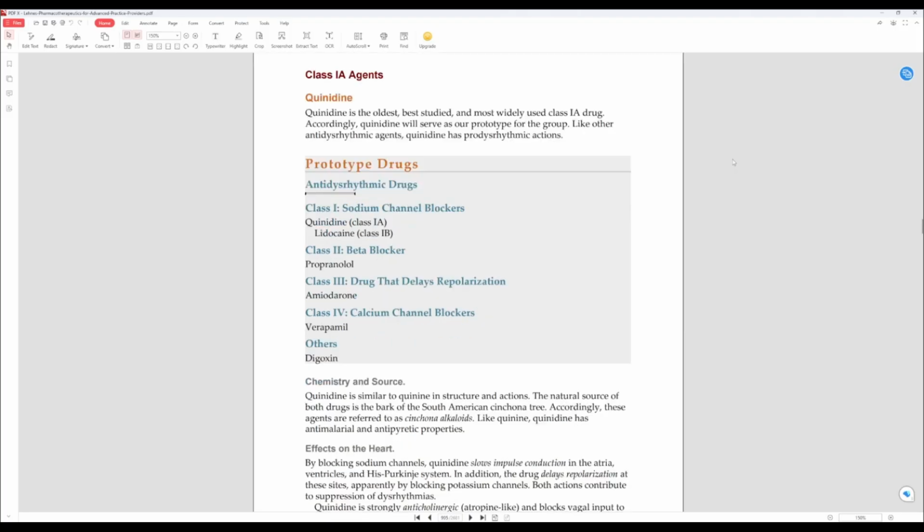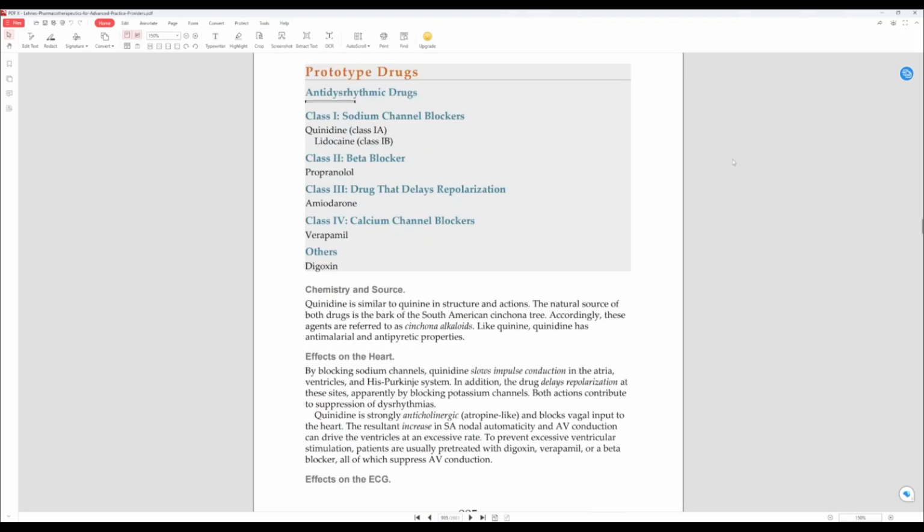So here again is an excellent spot to hit pause so you can see the prototype drugs that we'll use for each of our antidysrhythmic drugs. We'll talk about each one specifically, but if you want to take a quick peek in advance, here is the spot. So let's talk about the chemistry and source.